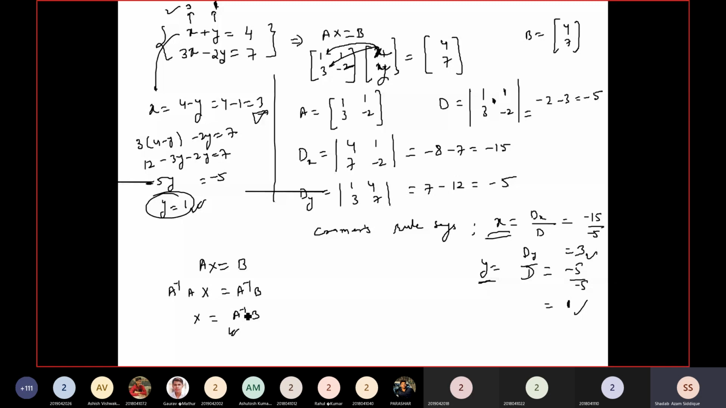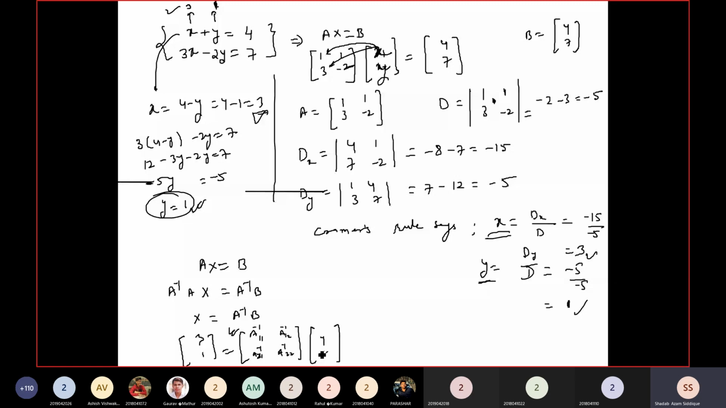From this, if you have X and Y, you can substitute. We have X and Y as 3 and 1. A inverse is something you can write as A inverse 11, A inverse 12, A inverse of 2 1, and A inverse of 2 2. And B is nothing but 4 7. So you can just have this multiplication with 4 7, and you can find it using this one.